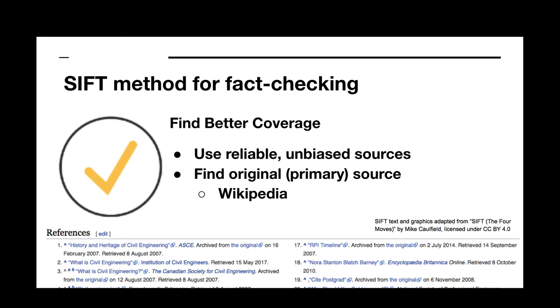These sources are found at the bottom of every Wikipedia page in the References section. This makes it relatively easy to track down information to the original source in order to verify it. Just like we need to investigate the source and find better coverage, we must also investigate the truthfulness of the information itself.